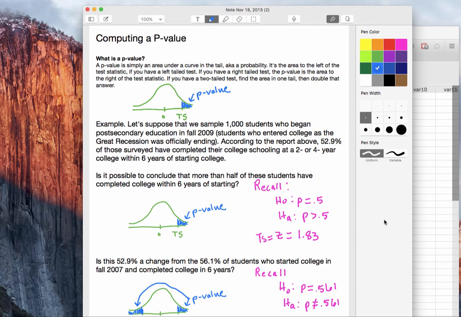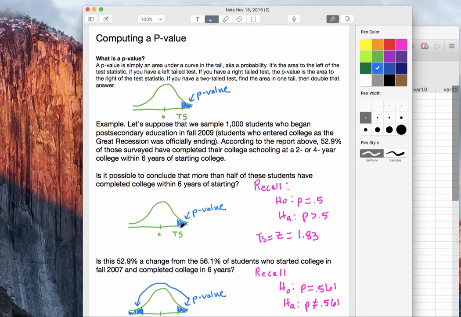So we're going back to our example where we have 1,000 students and we're comparing those completion rates for students who had started at the beginning of the Great Recession. In the first example, we were taking our percentage of 52.9% and trying to see if we could say that more than half the students have completed college within 6 years of starting. Just recall our null hypothesis, the proportion equals 0.5. The alternative, what we're trying to show, is greater than 0.5. And in the previous video, we found that the test statistic for that sample was 1.83.